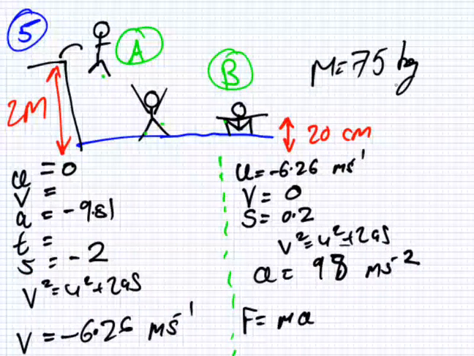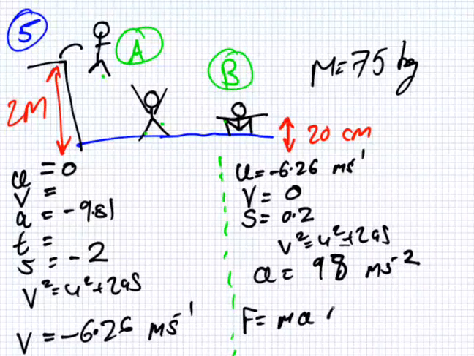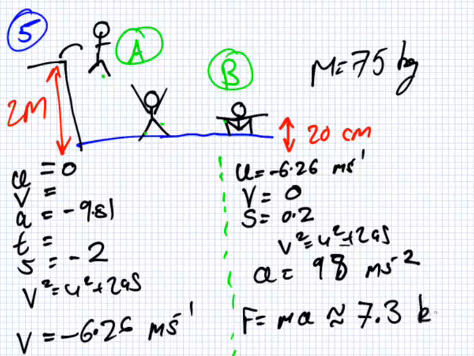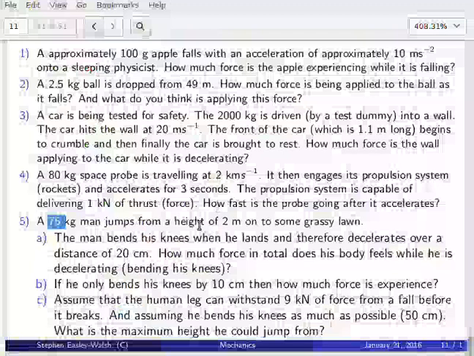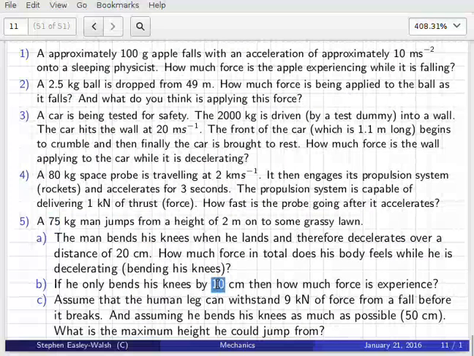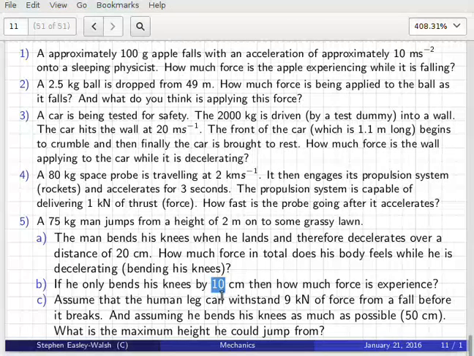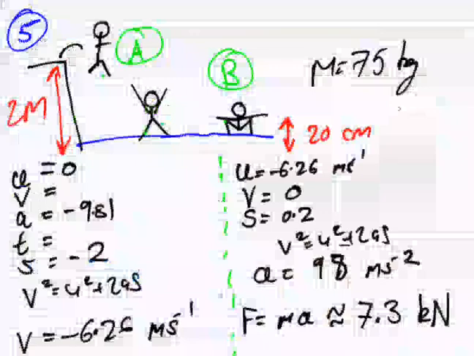The U is 0? Yeah. Yeah, 2AS. So I got here the V, and if you want to say down is negative, minus 6.26 meters per second. Yes? Okay, so the next part is when he lands on the ground.